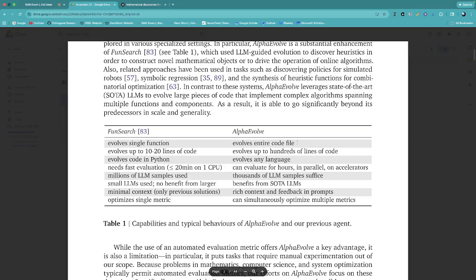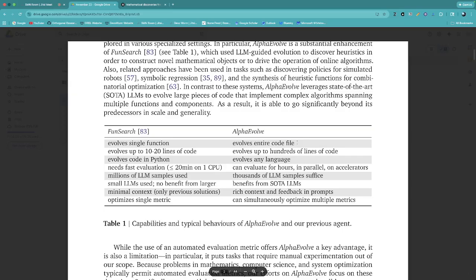FunSearch evolves single functions. AlphaEvolve evolves entire code files. FunSearch evolves up to 10 to 20 lines of code. AlphaEvolve evolves up to hundreds of lines of code. FunSearch evolves code in Python. AlphaEvolve evolves any language. FunSearch needs fast evaluation, less than 20 minutes on one CPU. AlphaEvolve can evaluate for hours in parallel on accelerated GPUs. FunSearch allows for millions of large language model samples to be used. In AlphaEvolve, only thousands of large language model samples can suffice.